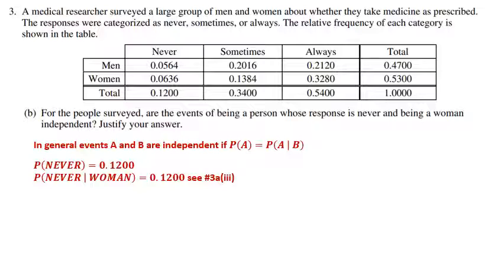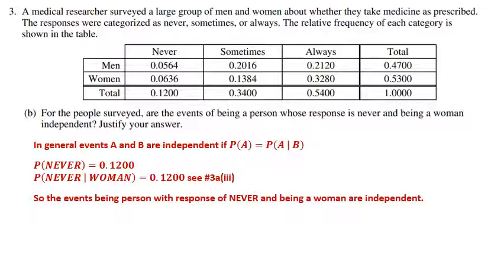So we know that the probability of never is 12%, and the probability of never, given that you're a woman, is about 12%. We saw that last calculation. So this means that the response never and being a woman are indeed independent, because the probability of never and the probability of never, given that you're a woman, are both 12%.